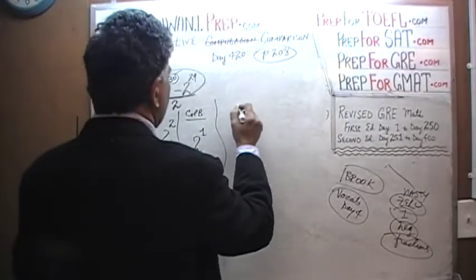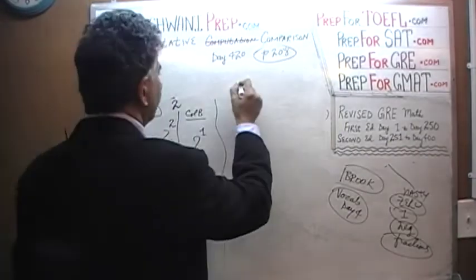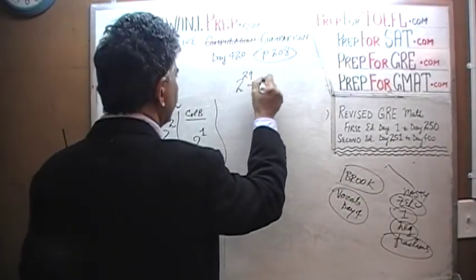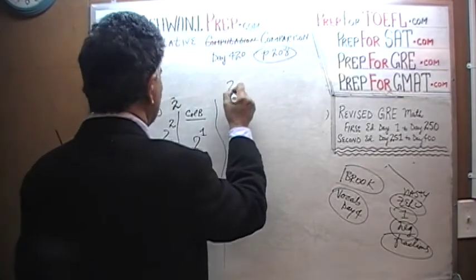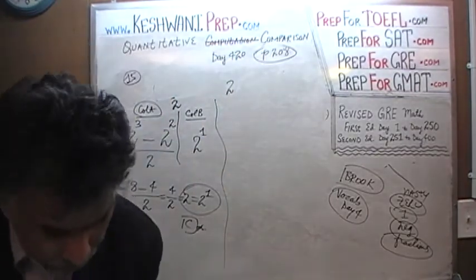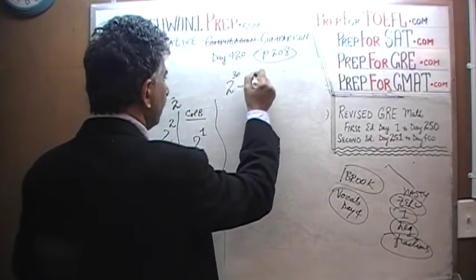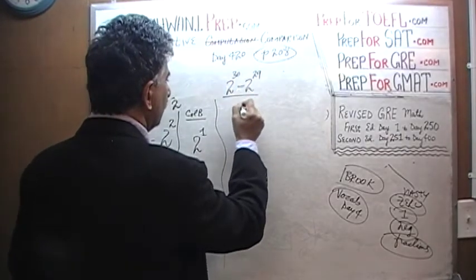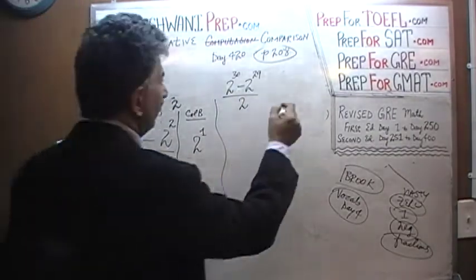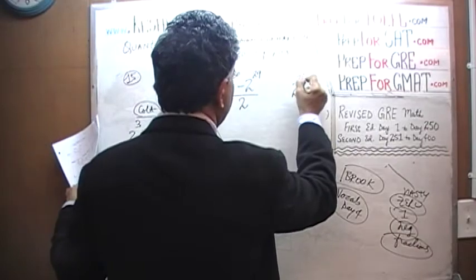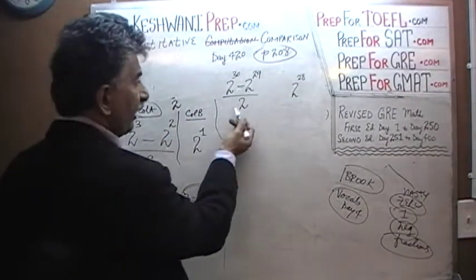So we have, we can erase this part because otherwise it's going to confuse people. We have 2 raised to 29 minus 2 raised to 28, over 2, versus 2 raised to 28. I'm warning you, it is going to get quite nasty very rapidly. This is our column A, this is our column B.